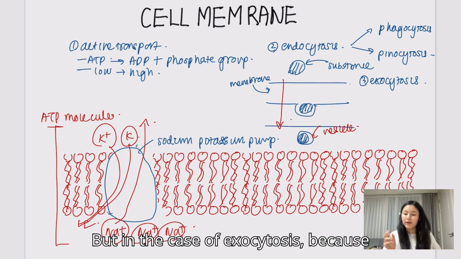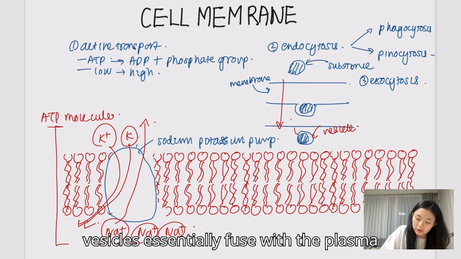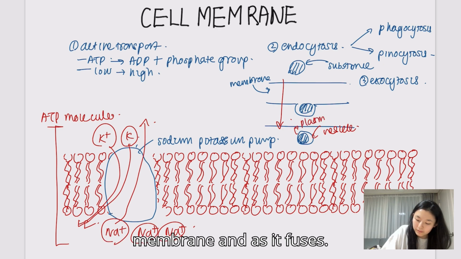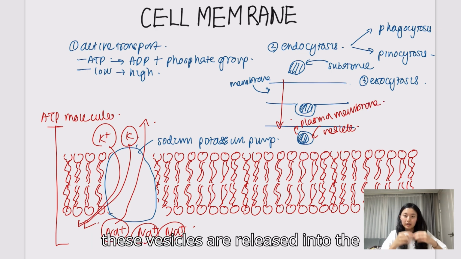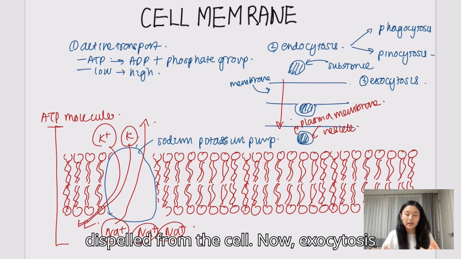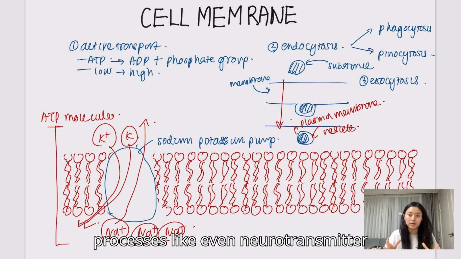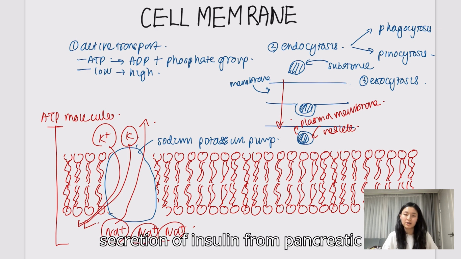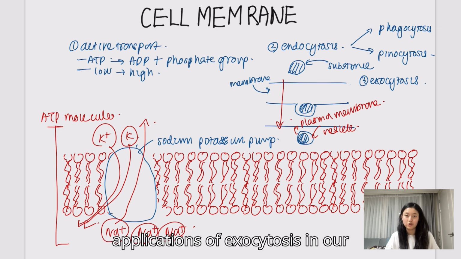Right, but in the case of exocytosis, because these substances want to be expelled, the vesicles essentially fuse with the plasma membrane. And as it fuses, the materials that are contained within these vesicles are released into the extracellular environment and thus dispelled from the cell. Now, exocytosis is an important process for things like neurotransmitter release from nerve cells and the secretion of insulin from pancreatic cells, and those cases are specific applications of exocytosis in our bodies.